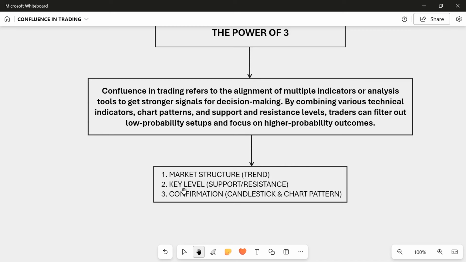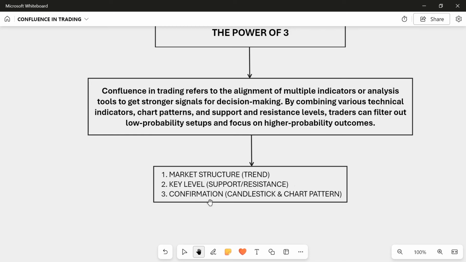All right, so the second thing is a key level. A key level could be support or resistance, or a moving average, or maybe a fib level, or probably an order block, whatever it could be. But for this video, we're looking at support or resistance.